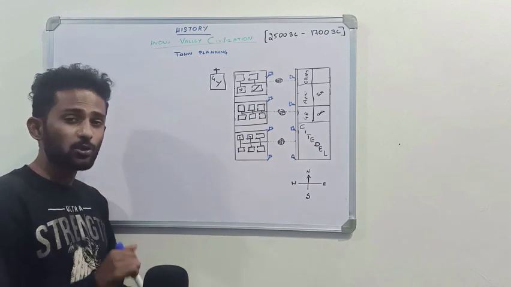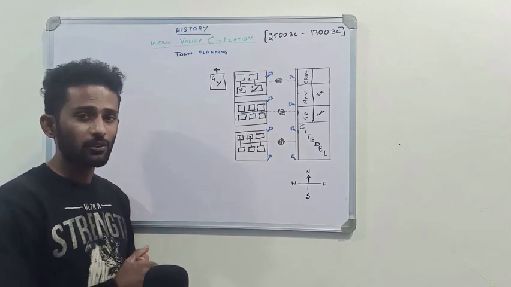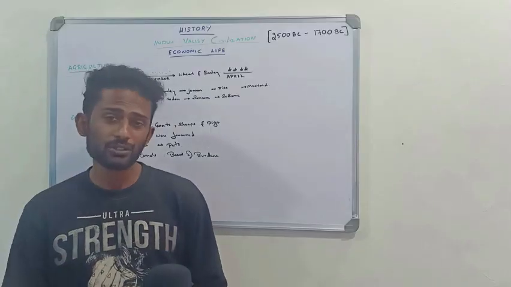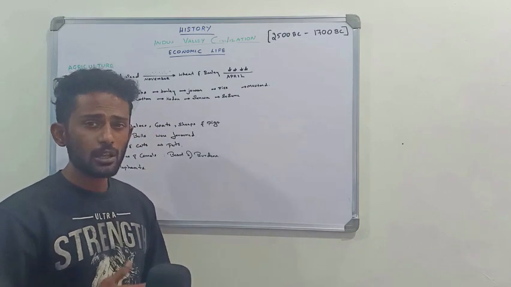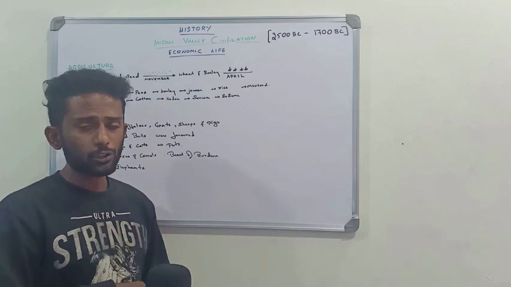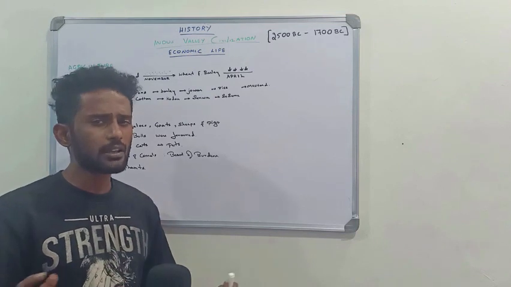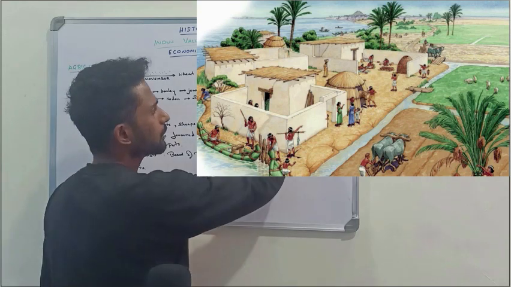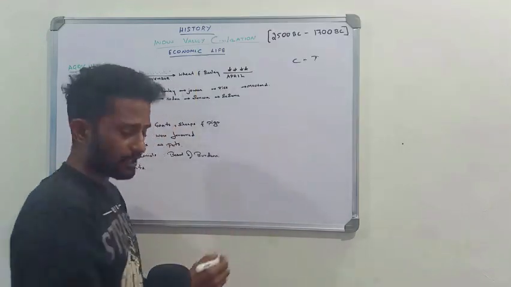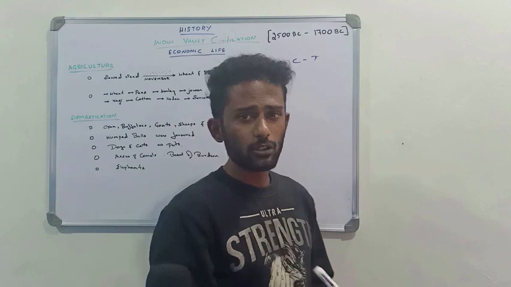So now let's move on to socio-economics and decline of the Harappan civilization. Coming towards economic life. Economics in the sense the way of living. During those periods, their main occupation was agriculture, and they had a greater knowledge of agriculture like irrigation. They knew canal irrigation and tank irrigation. They also practiced seasonal cropping.